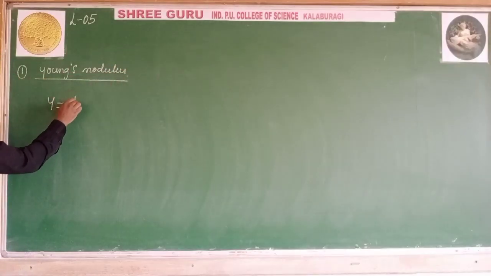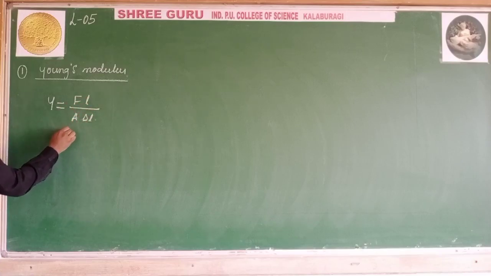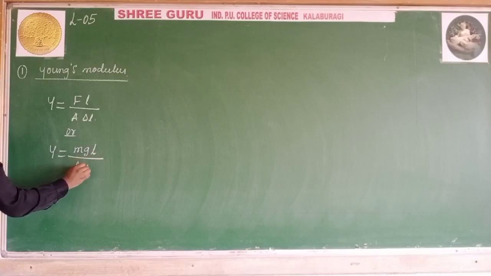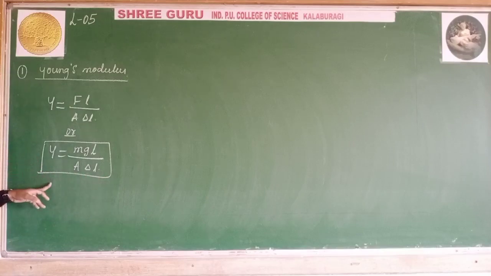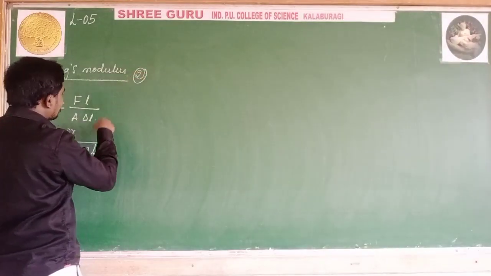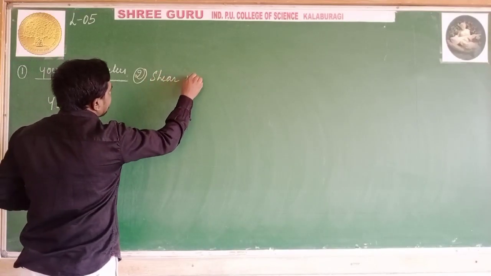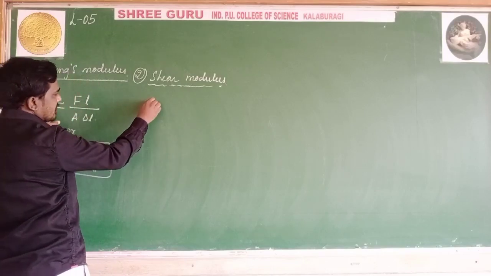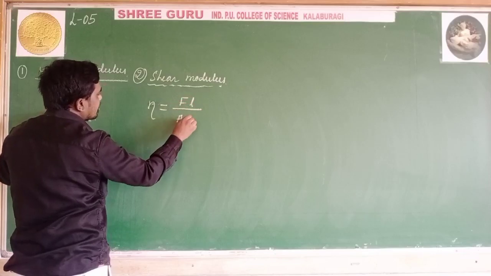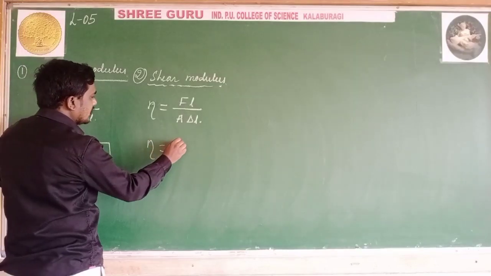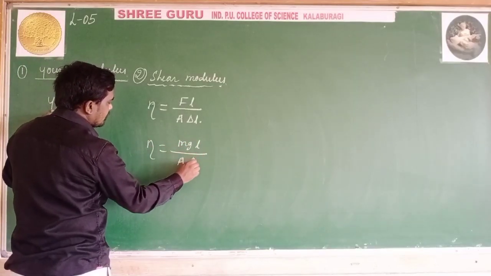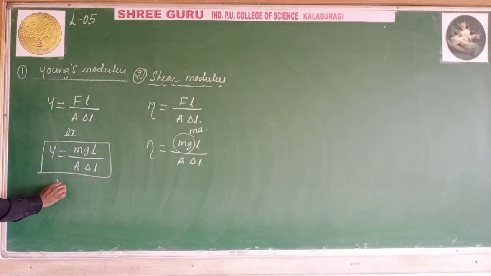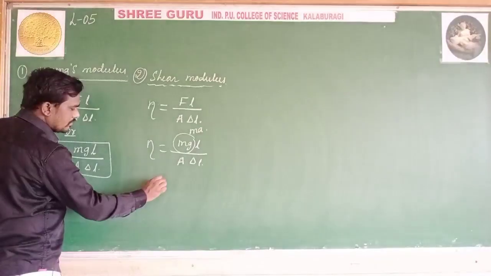What is the formula for Young's modulus? Y is equal to FL by A into delta L. Or we can also write Young's modulus is equal to M g L by area into delta L. Sometimes we use this formula also. And the second one is shear modulus, a similar formula: shear modulus, eta, is equal to FL by A into delta L. Already we discussed these things. We can also write it as M g L by A into delta L, sometimes M a, mass into acceleration due to gravity. We know that. What is the SI unit for this? Newton per meter square, and this is also Newton per meter square.